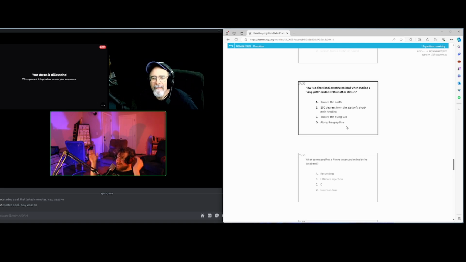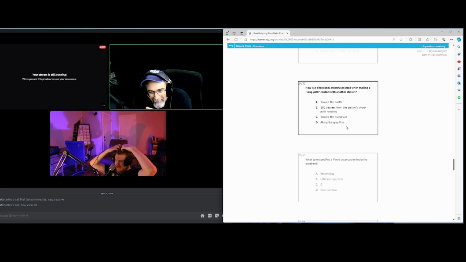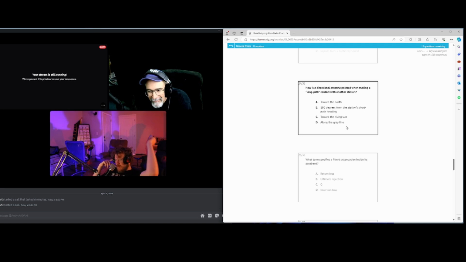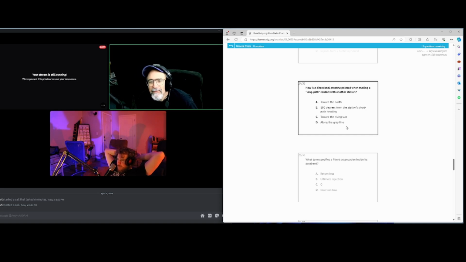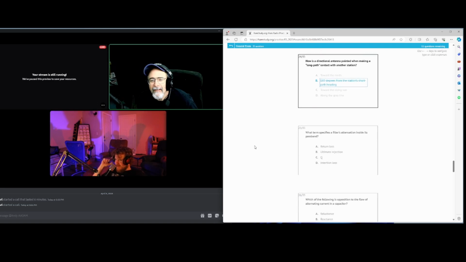Along the gray line. What does the gray line mean? The gray line is a thing. You know what the gray line is? It's where the sun sets and the sun rises. There's two gray lines a day over your area. So then how are you supposed to do both? How am I supposed to do both what? We're just doing the one reasonable answer here. Yeah.